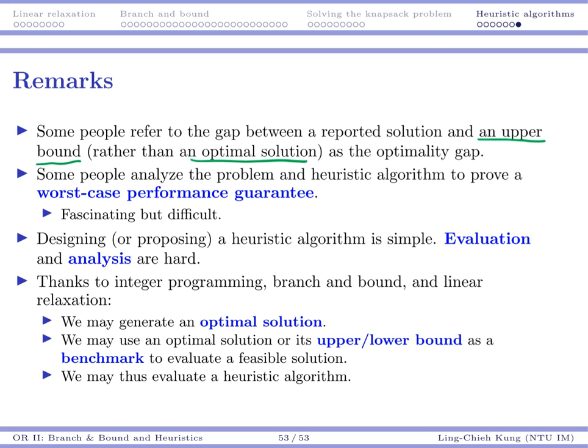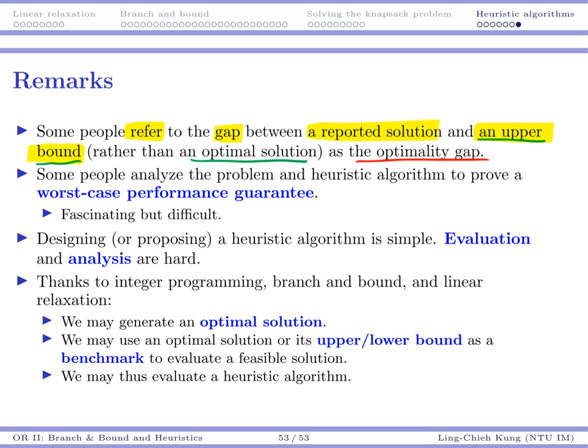And that's why some people refer to the gap between a reported solution and that theoretical upper bound or lower bound as the definition for optimality gap. If you read some articles, websites, textbooks, you may see different definitions for the optimality gap. But anyway, the idea is just there. If you have an optimal solution, compare with that. Otherwise, compare with its upper bound or lower bound, according to whether you are solving a maximization problem or minimization problem.